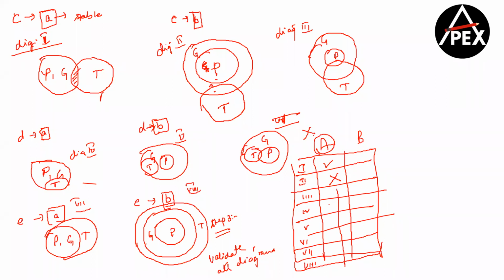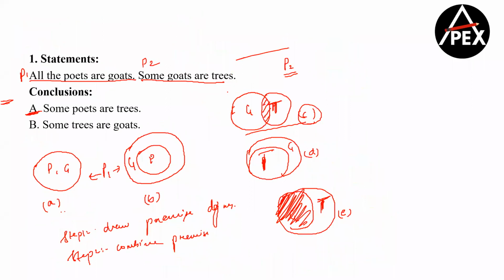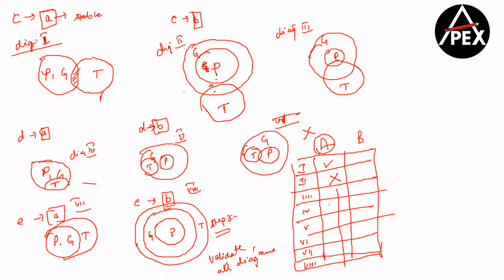So guys, those of you who told me, Bharadwaj, you told me the answer is A. Yeah, Krishna, you told me the answer is A. So you guys are wrong. Okay, so some poets are not trees here. Now what about conclusion B? Some trees are goats. Are some trees goats here in this diagram one? Yes, obviously. Are some trees goats here? Yes.